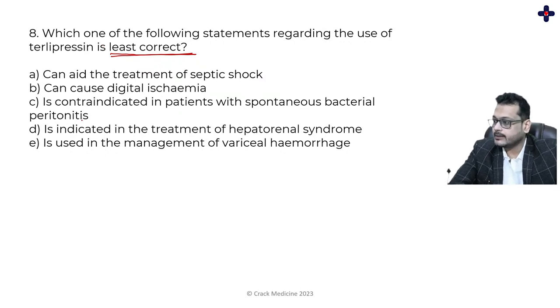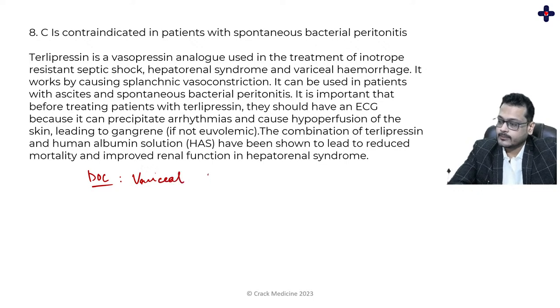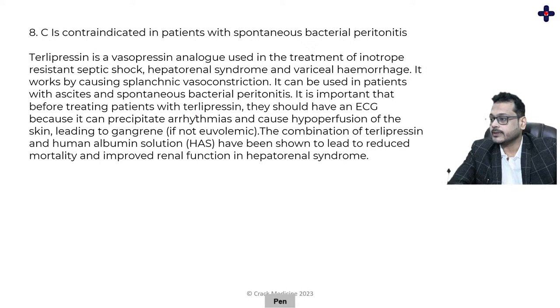Okay, so the right answer is, it is contraindicated in patients with SBP, that is spontaneous bacterial peritonitis. So this is false, right? It is not contraindicated. Terlipressin is definitely indicated. It's a vasopressin analog, right? Now, first thing, where terlipressin is the drug of choice for what, guys? Variceal hemorrhage or bleeding, right? So this is the drug of choice in active variceal bleeding, guys, okay? Remember this, terlipressin is the drug of choice for that.